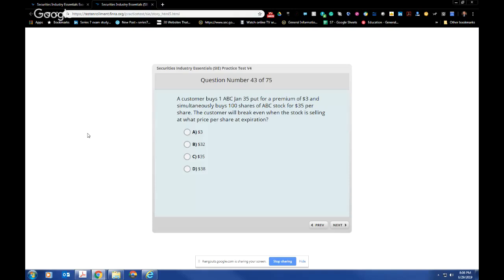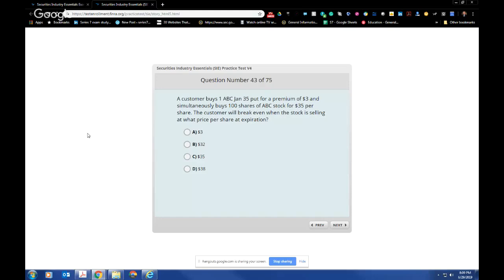Customer buys an ABC 35 put for premium 3 and also buys stock at 35. What's the break even? Okay, I'm going to give you a little secret here. Whenever you buy stock and an option, or sell stock and an option, it's always going to be stock plus or minus premium. The way you know it's plus or minus is if it's two buys or two sells, you add. If it's a buy and a sell, you subtract.